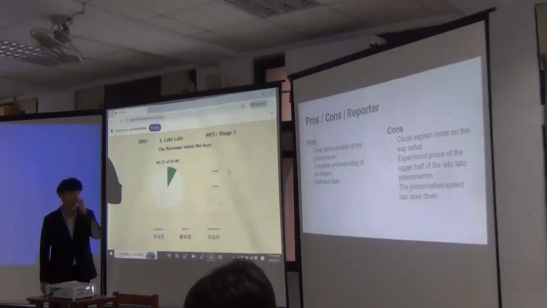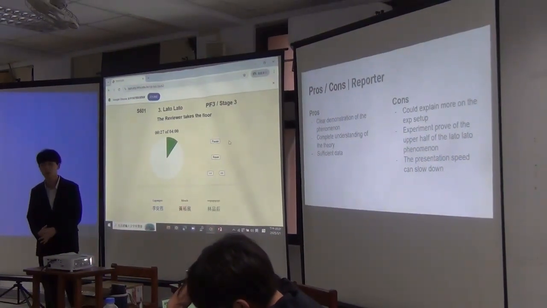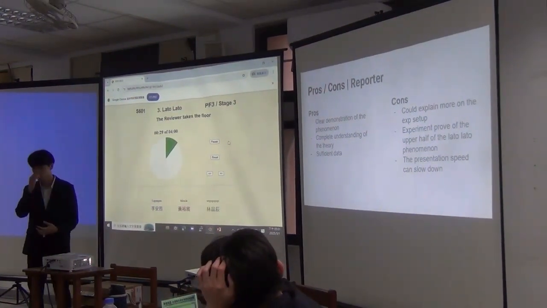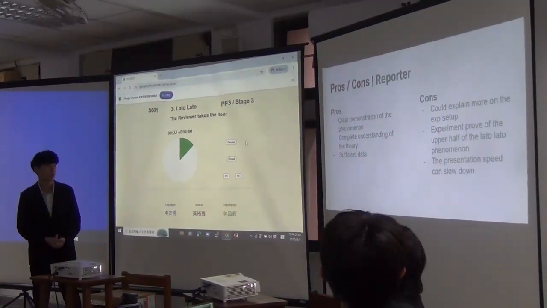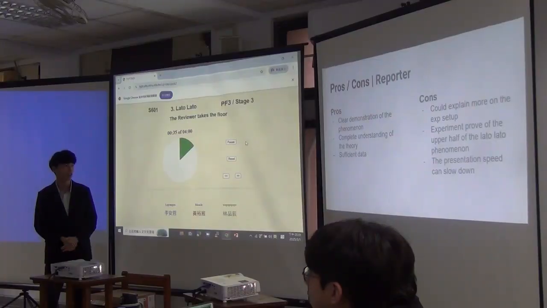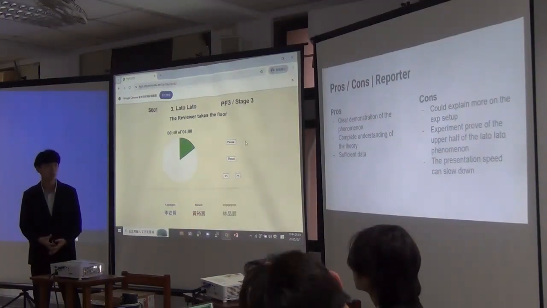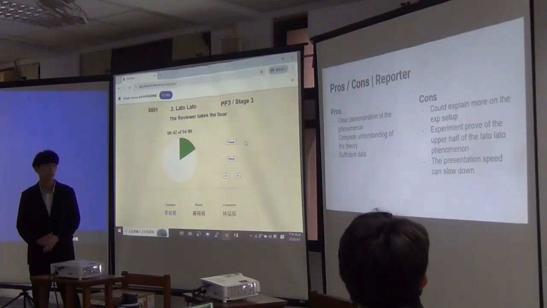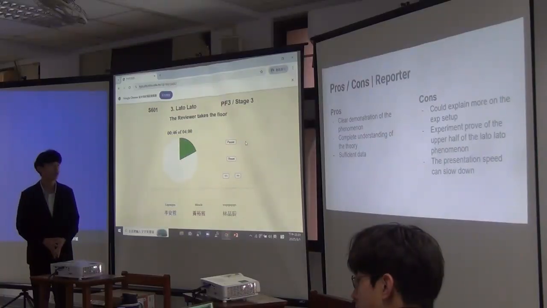And here are some pros and cons for the reporter. I think the reporter has a very clear demonstration of the phenomenon by showing the simulation video as well as the machine that they use to conduct this experiment, and also has a complete understanding of the theory. But there are still some cons, such as they could explain more on the experiment setup, and maybe the experiment should prove the upper half of the Lato phenomenon as well.